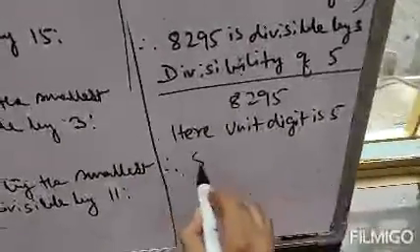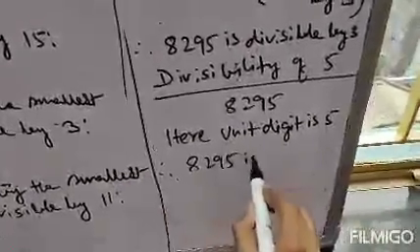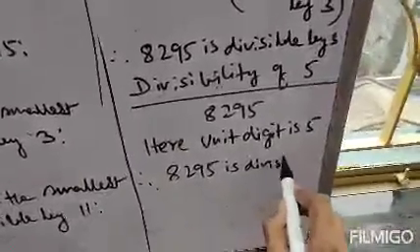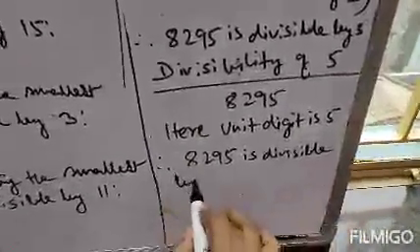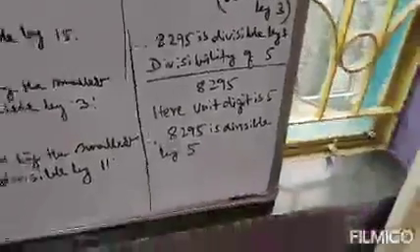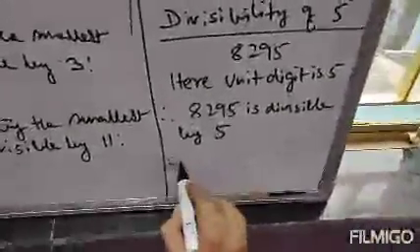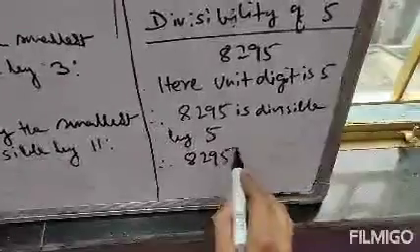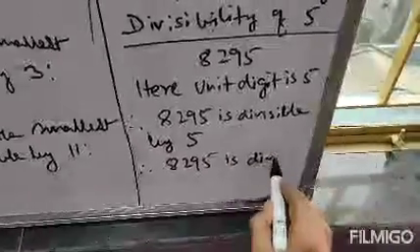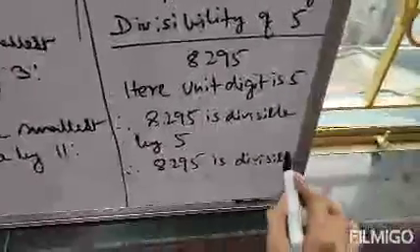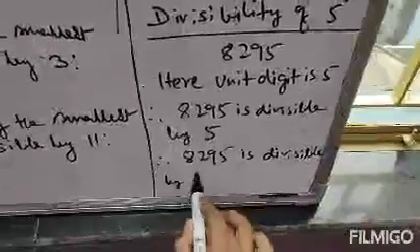Therefore we can write that 8295 is divisible by 5. As the number is divisible by 3 and 5 both, finally we can conclude that 8295 is divisible by 15. So this is your answer. Clear? This number you should do in your homework, just like this. Clear? Next question.